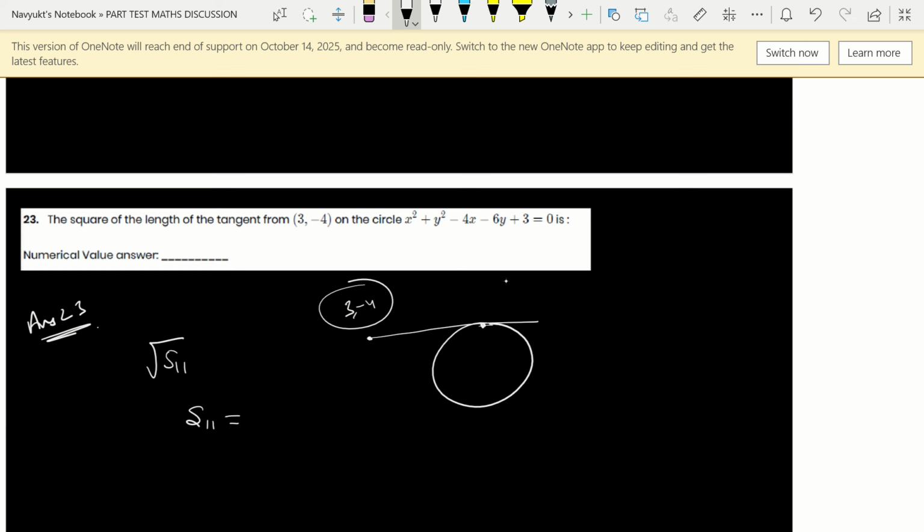We put this point completely in the equation of the circle, which is 9, 16, 12. So how much would this be? This 27, 40, 50, and this would be 40. Correct. That is our answer because we need to find the square of the distance, the length of the tangent. The length of the tangent is root S1 only. That is our answer for this question.